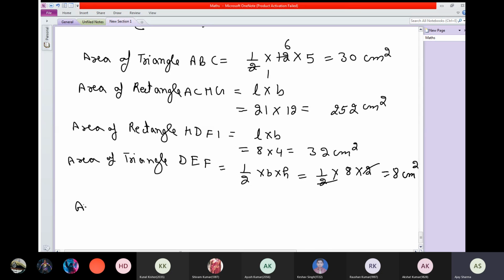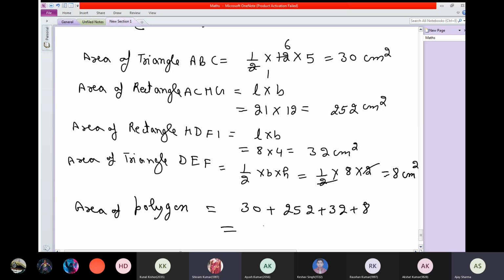Now the area of the polygon. What is the area of the polygon? Sum of all 4 areas: the sum of the triangle, then the other rectangle, and last the triangle. Add these. What do you obtain?